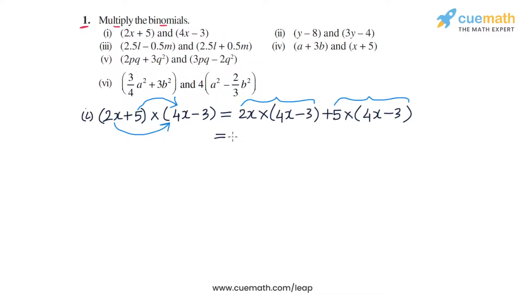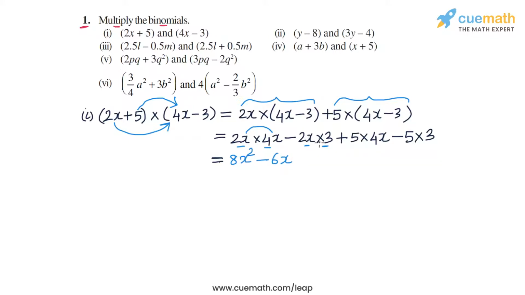So from the first product we will get 2x into 4x and then minus 2x into 3, and from the second product we will get 5 into 4x and then minus 5 into 3. Now we can calculate the products. 2x into 4x is 8x square. Then minus 2x into 3 will be minus 6x, then 5 into 4x will be plus 20x, and then minus 5 into 3, which is minus 15.